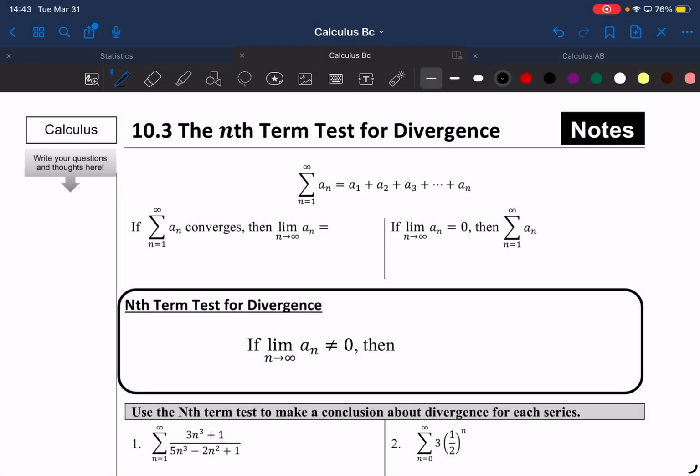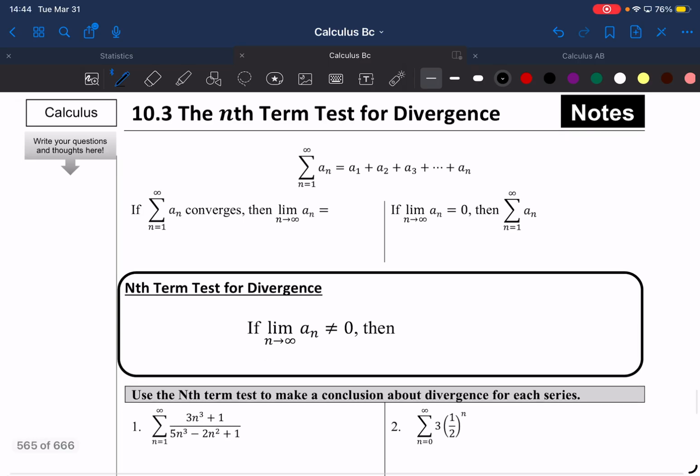Okay, so 10.3 is going over the nth term test for divergence. We're going to talk about a specific test for divergence, and in the next notes a specific test for convergence. The other day we talked about S sub n, the summation from n equals 1 to infinity of A sub n. That's us plugging in 1, plugging in 2, all the way until we plug in an infinite number, leading us to A sub n.